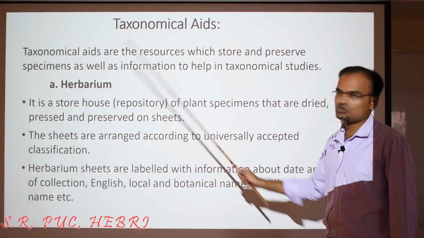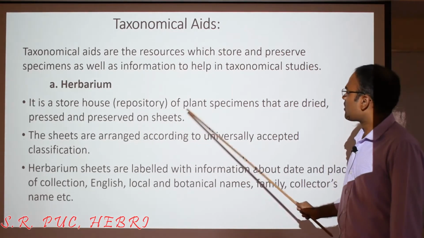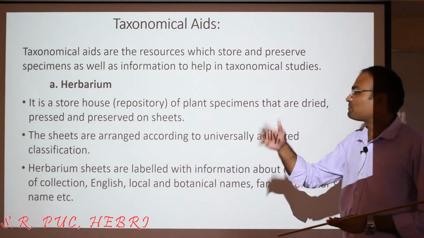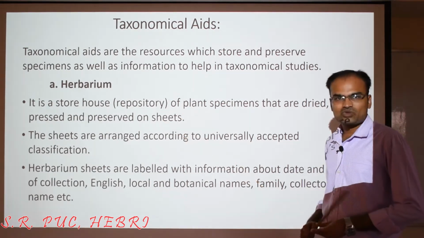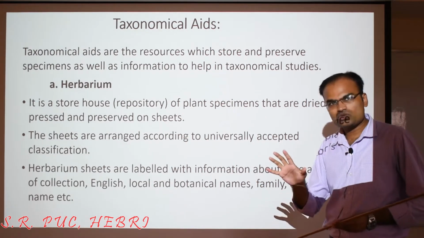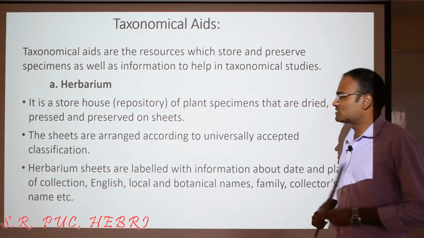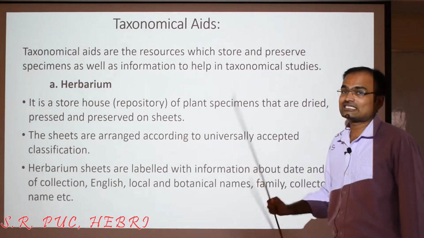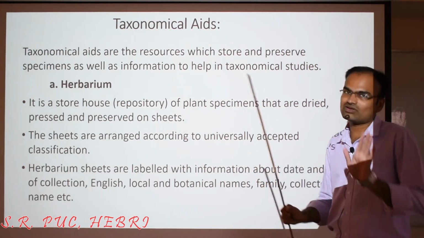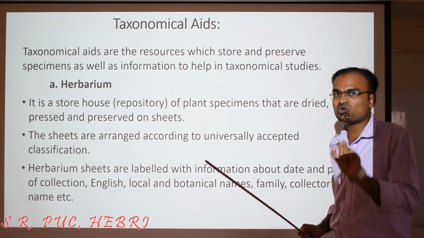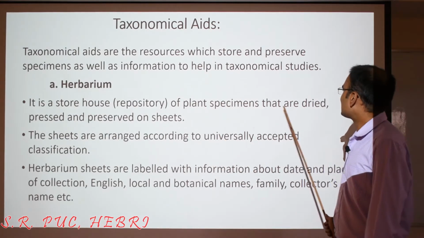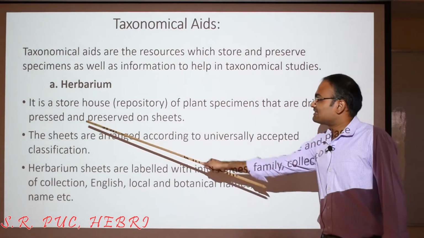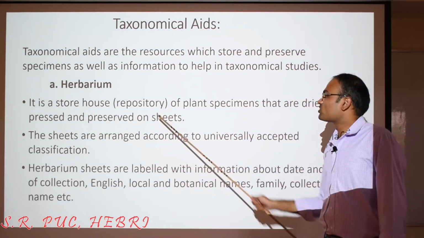It is a storehouse or repository of plant specimens that are dried, pressed and preserved on sheets. The herbarium is a storehouse of plant specimens. This is very important: a herbarium has a collection of only plants, not any other organisms. The plant specimens are completely dried, pressed and preserved on sheets.